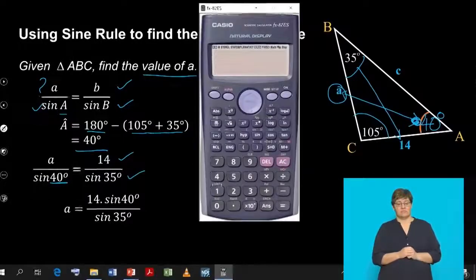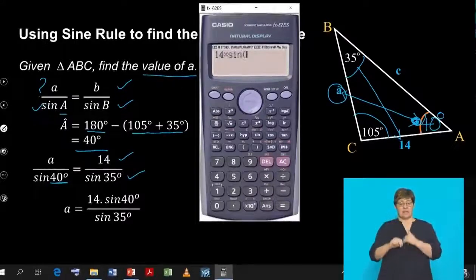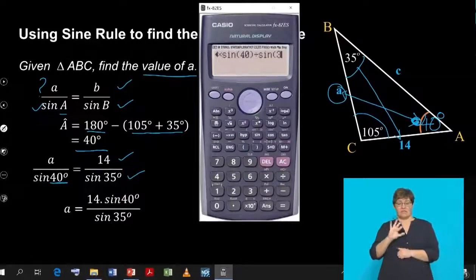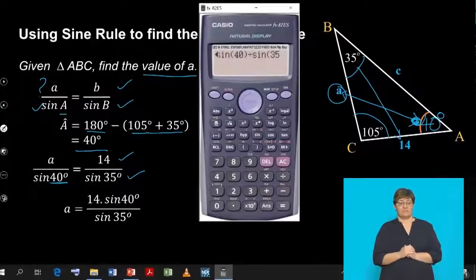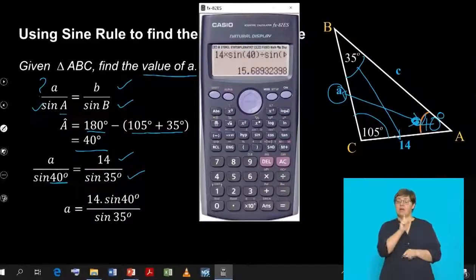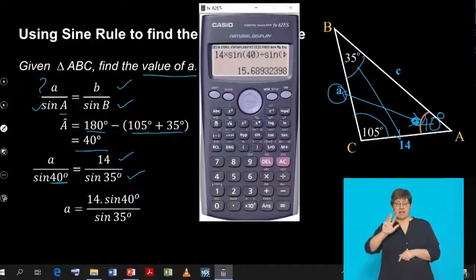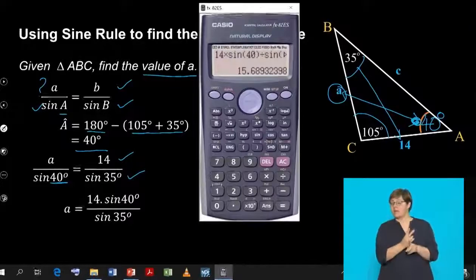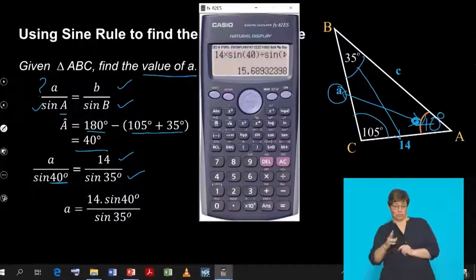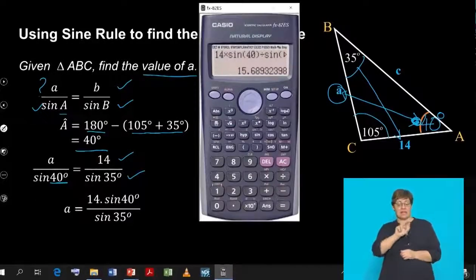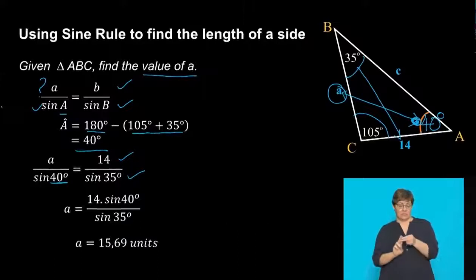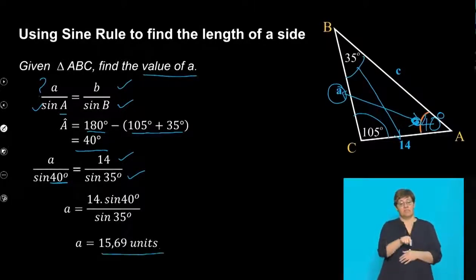Okay, so we're going to put this fraction into our calculator. 14 times sine 40, and we need to divide that by sine of 35, equals. The answer we get on our calculator is 15,68932. And remember again, for this session, we are rounding off to only 2 decimal places. So because we've got a 689, it'll become 15,69. So A is equal to 15,69 units.